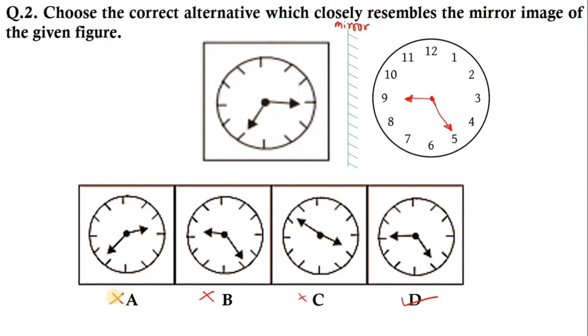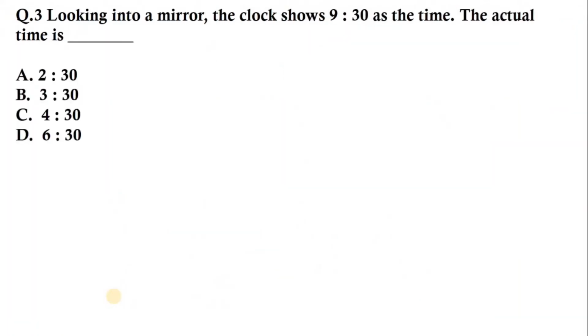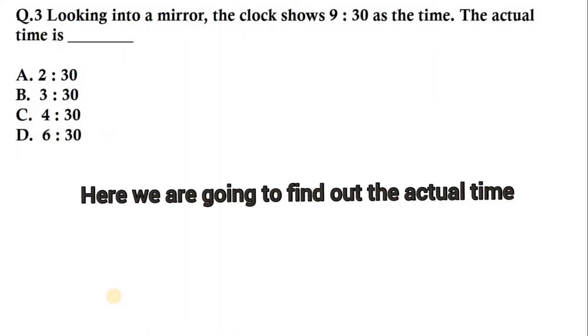Sometimes you are given the clock image, but sometimes you are given the time, and in between that time we have to find out the mirror image. We'll take another example of this. So this is the example. While looking into a mirror, the clock shows 9:30 as the time, and based on that we have to find out the actual time. Okay?